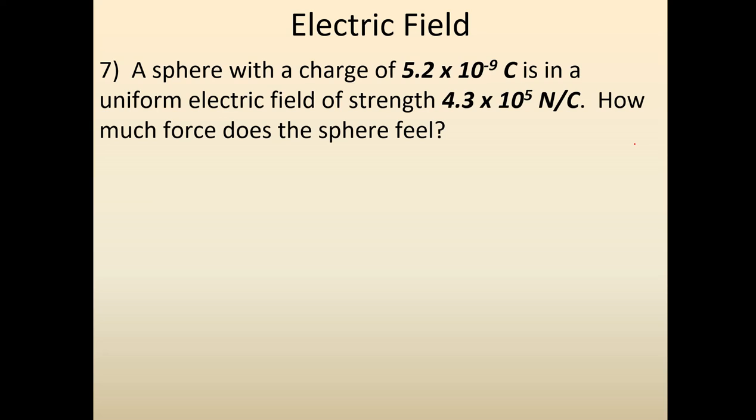All right, so this one's a little bit easier because we have all the numbers. We once again use the electric field equation. We're looking for the force, so we plug in the electric field that they give us and the charge, do our math, cross multiply, and we end up getting that the electrostatic force is 2.24 times 10 to the negative 3 newtons.